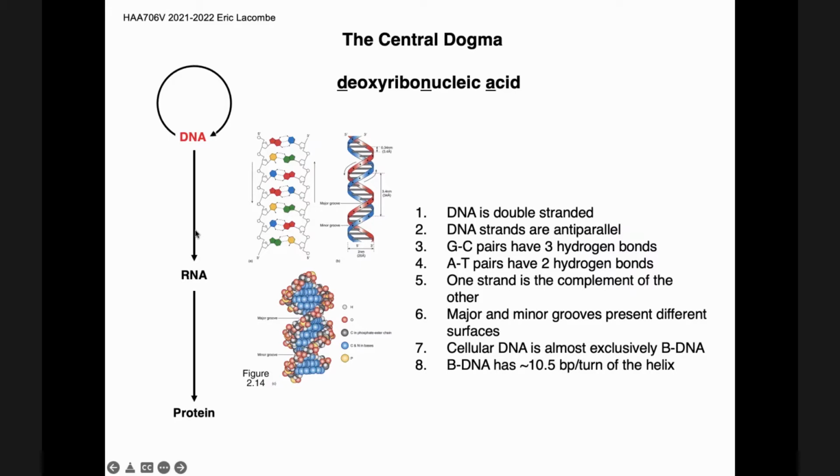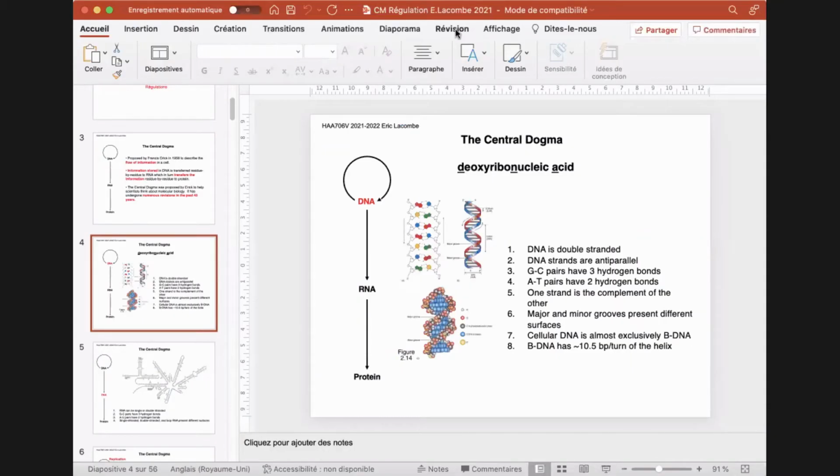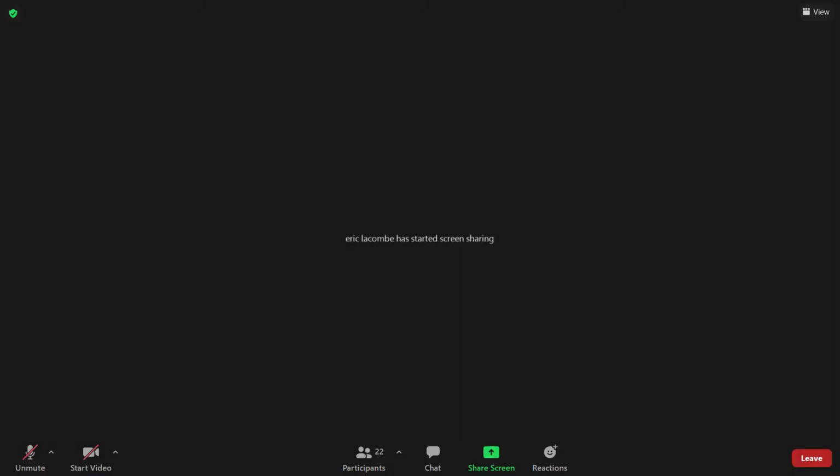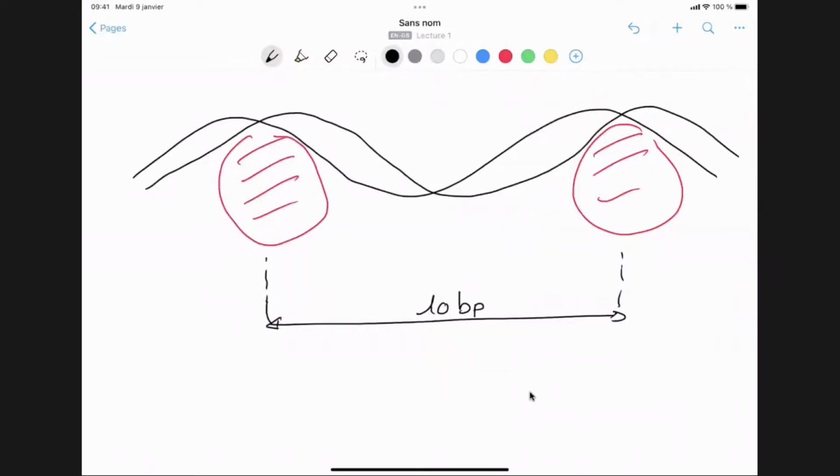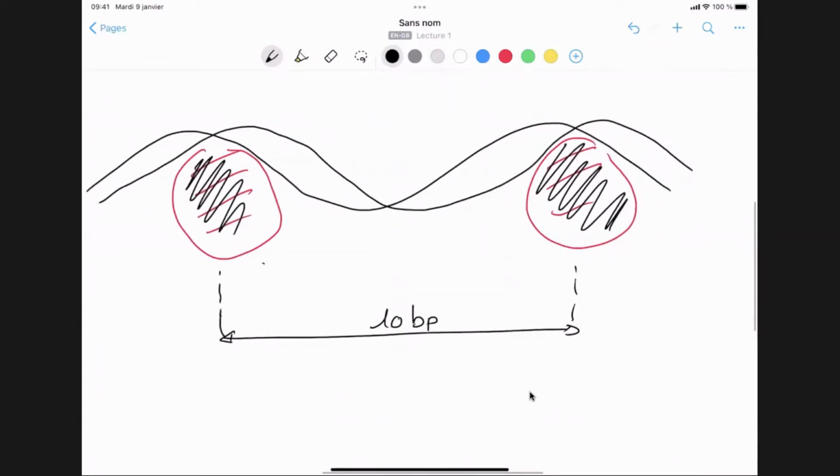So now I shift back to what I was drawing. This is very complicated, but it's very important. Here is a protein that interacts with the major groove. And if we do one turn, there is another protein that can interact with the major groove. So at that point, the two sites of interaction are separated by 10 base pair. Okay?